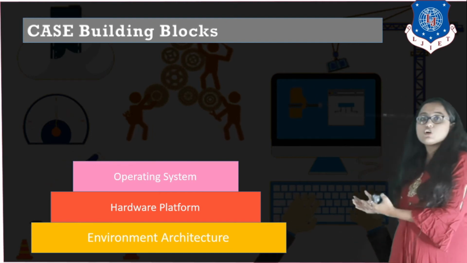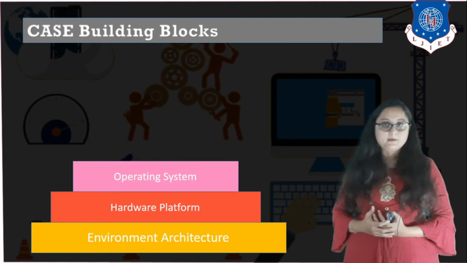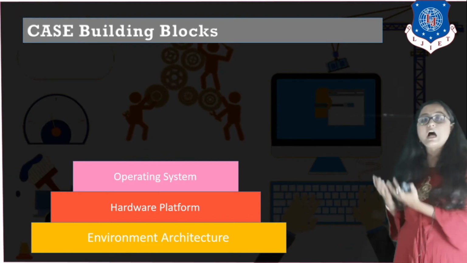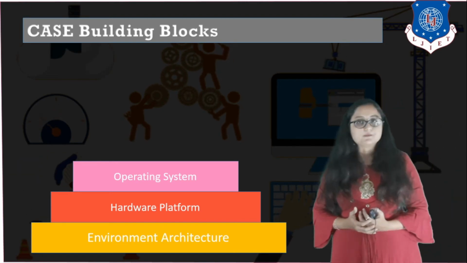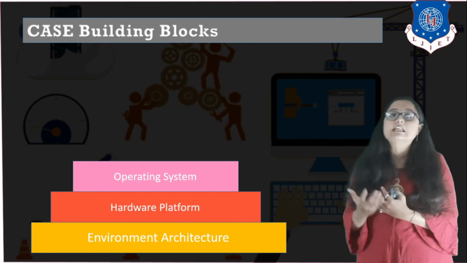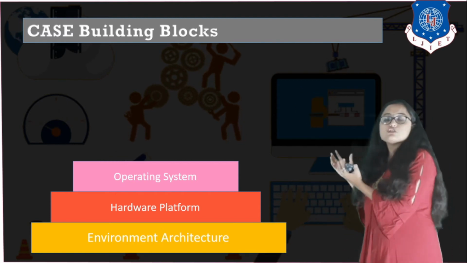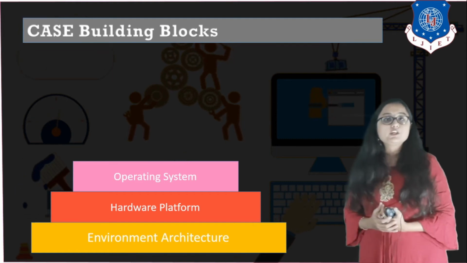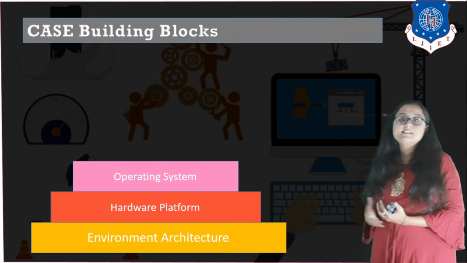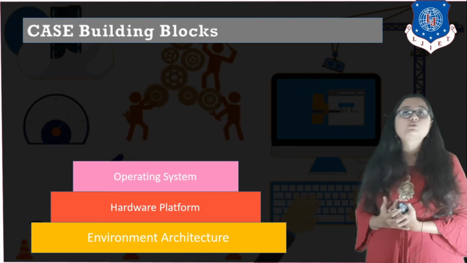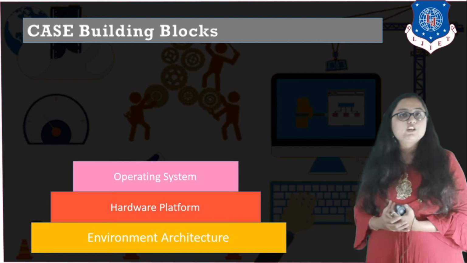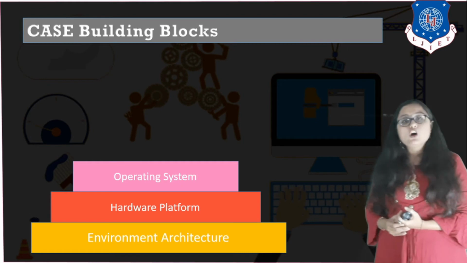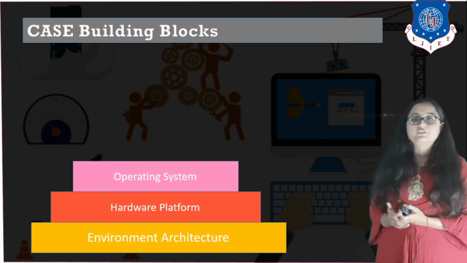That is the building block, or you can say the base of your CASE environment. What do you mean by environment architecture of CASE? Environment architecture includes the hardware as well as the software systems that are required for communication between CASE tools, right? So the operating system that you will be using, all the hardware that you will be using, all the database systems that you are using, the networking system that you are using, the object management services that you are using, right? So all this consists of your environment architecture for the interaction between the CASE tools.